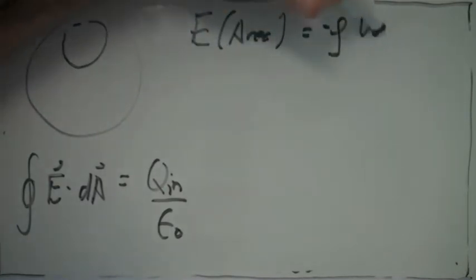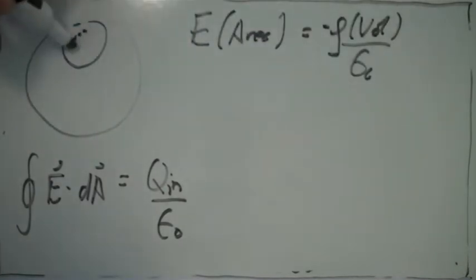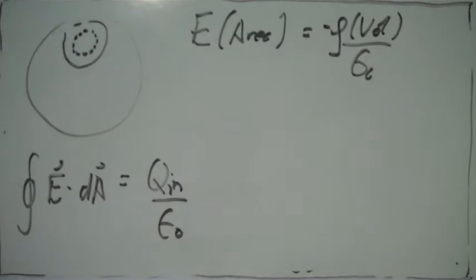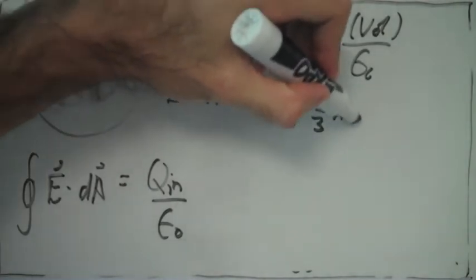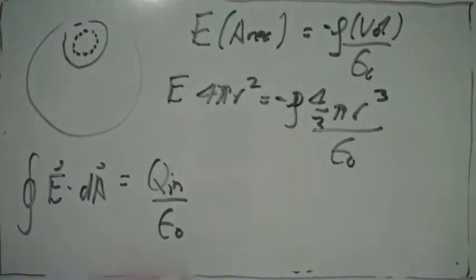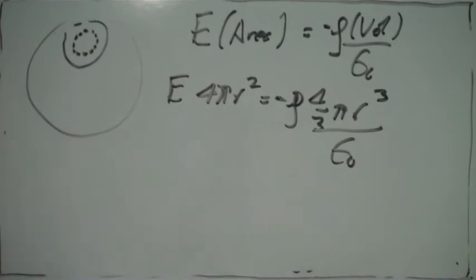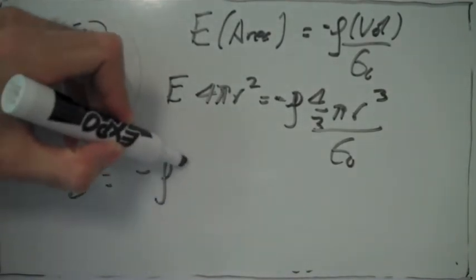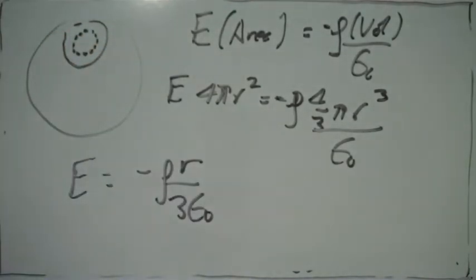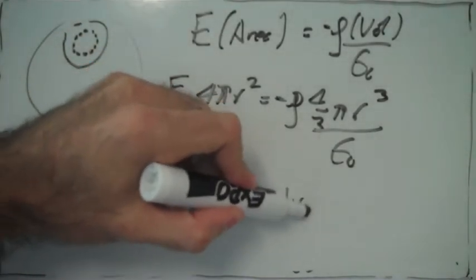We plug in the charge inside this Gaussian surface, which is given by the charge density times the volume. We plug in what the area is of the Gaussian surface and what the volume enclosed by the Gaussian surface is, and we get that. And then we just have to solve for E. The electric field at that Gaussian surface is given by that. So it also depends on r, and it points radially outward.